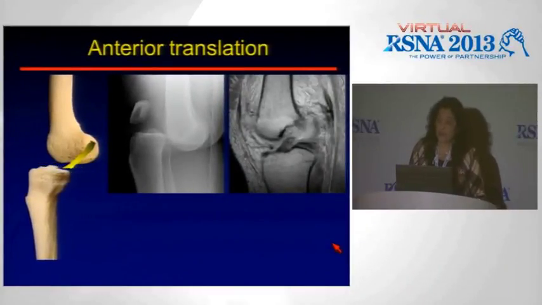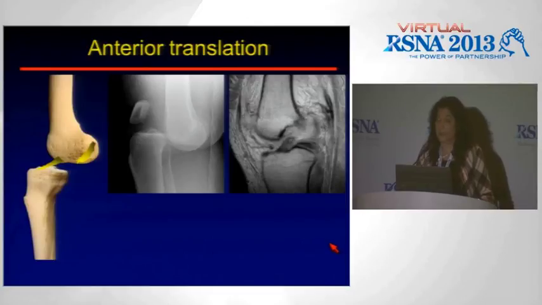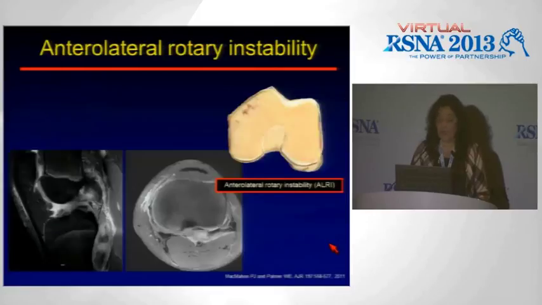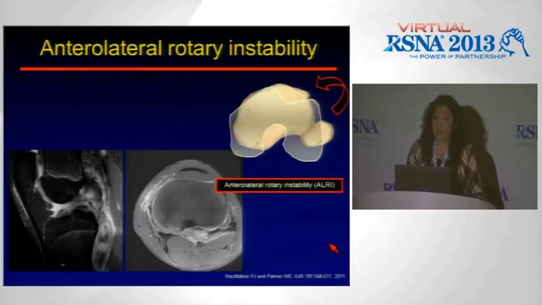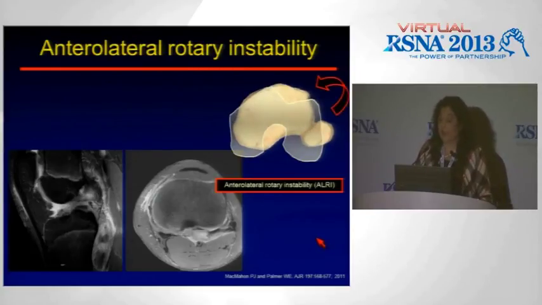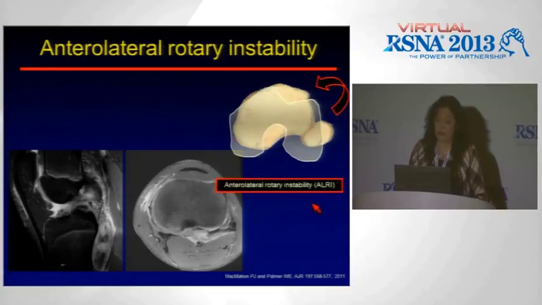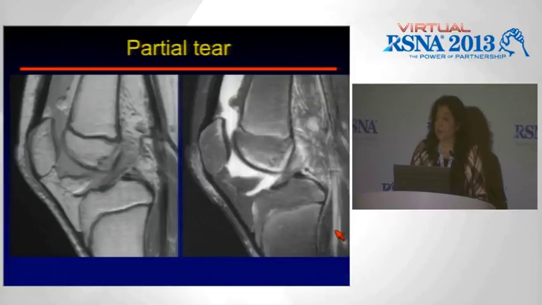Now, there are two main mechanisms of injury. The first is a pure anterior translation. This is actually rather uncommon to get a pure anterior translation injury. More often, the anterior cruciate ligament is injured through a mechanism that is called ALRI, or the anterolateral rotary instability pattern, where the tibia shifts forward more so on the lateral side than on the medial side, and it internally rotates. So this is a mechanism that has a very characteristic bone bruise pattern that I'm going to show you later, and that is the most common way that the ligament is torn.